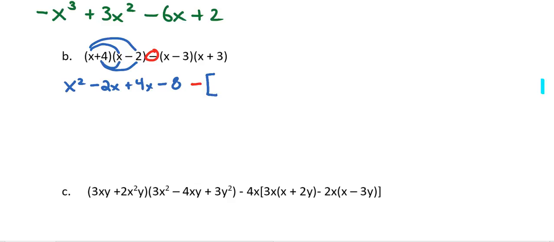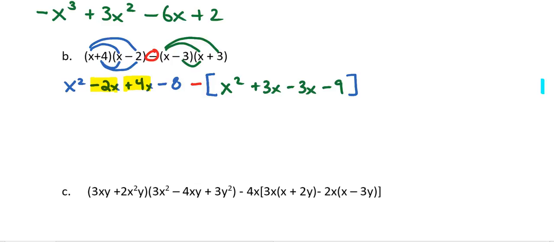So x times x is going to be x squared. X times the 3 is going to be positive 3x. This will be negative 3x, and then minus 9, and then I'll put a closed bracket right there. Alright, so let's go ahead and collect some terms here.